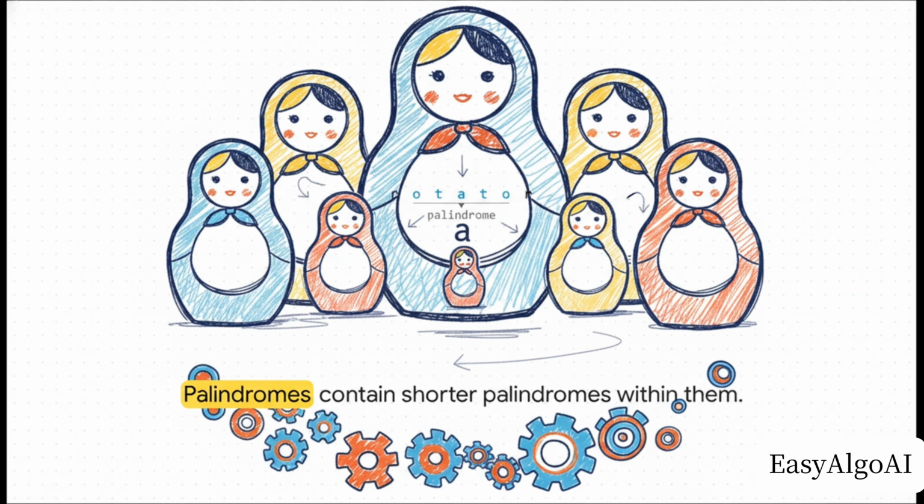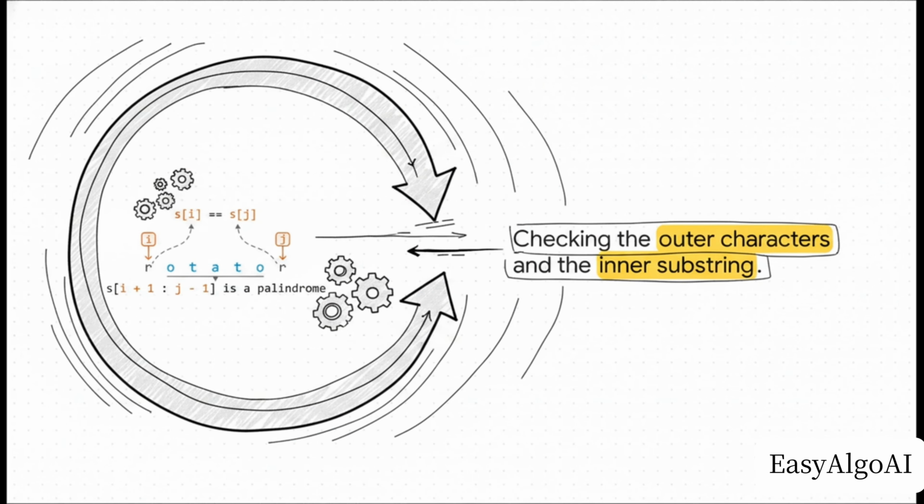Recognizing this inherent symmetry is the ultimate key to escaping our brute force nightmare. And this reveals a really crucial subproblem. To figure out if a larger string is a palindrome, we actually don't need to recheck the whole thing from scratch every single time. We just check if the outer characters match. So in this case, the R's at the beginning and the end. And then we just peek inside to see if the inner substring, otato, is already known to be a palindrome. If the core is a palindrome and the shell matches, boom, the whole word is a palindrome. This is a game changer because it means we can reuse work we've already done.